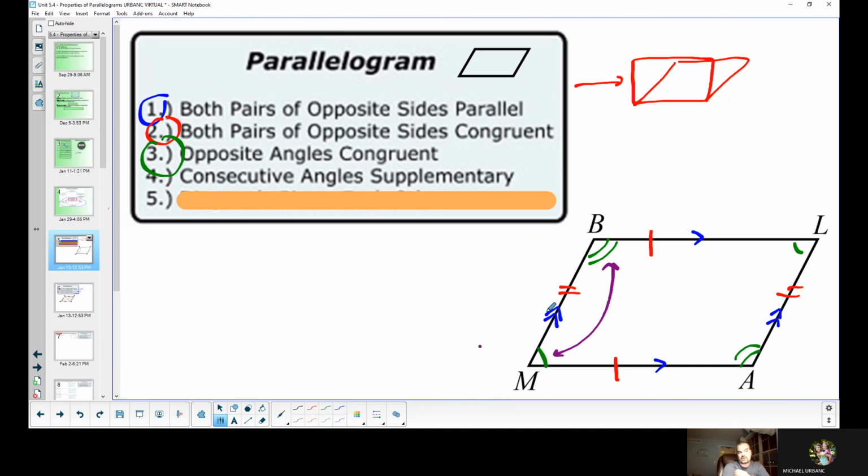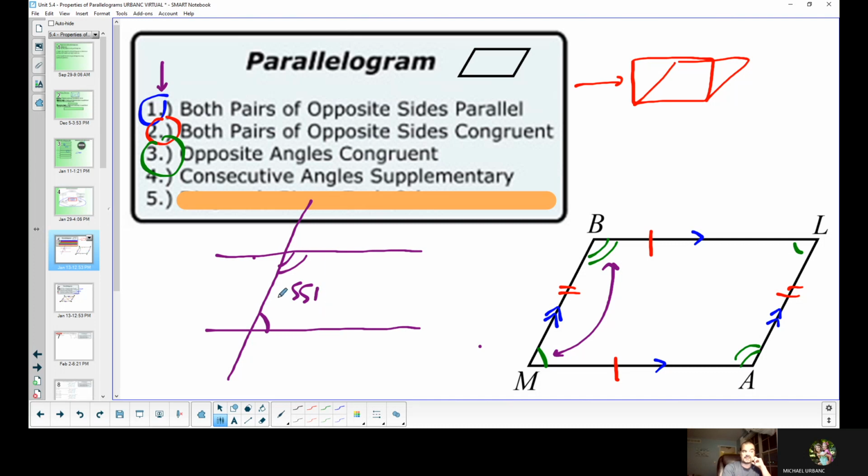And one of the reasons why this property works actually goes back to property 1 that says that both pairs of opposite sides are parallel. Well, if you remember back again in unit 2, we talked about that if you have 2 parallel lines and then a third line called a transversal that goes through it, these angles right here that we're calling consecutive angles, we used to call them same side interior. And if you don't remember, same side interior angles are actually supplementary to each other. So this right here goes all the way back to property number 1 and links back to the stuff we did all the way back in September. So consecutive angles are supplementary.